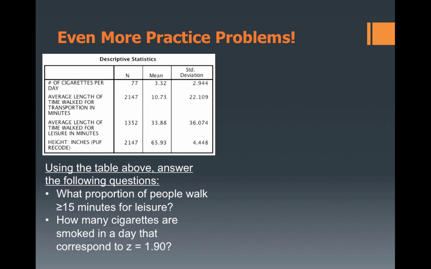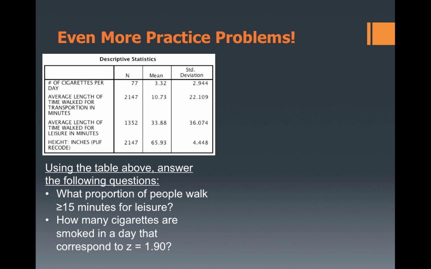Here are even more practice problems. So here is an SPSS descriptive statistics table. You see we have 4 different variables. We have a sample size, our mean, and our standard deviation. So using this table, answer the following 2 questions.